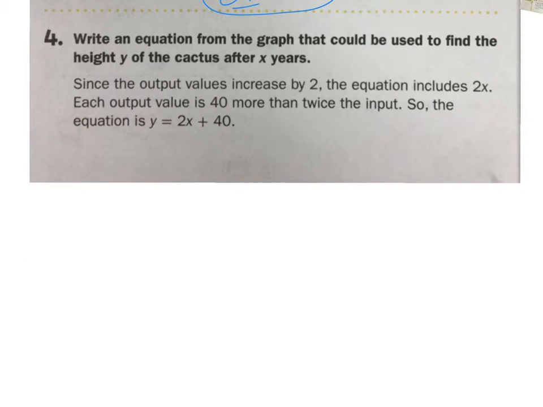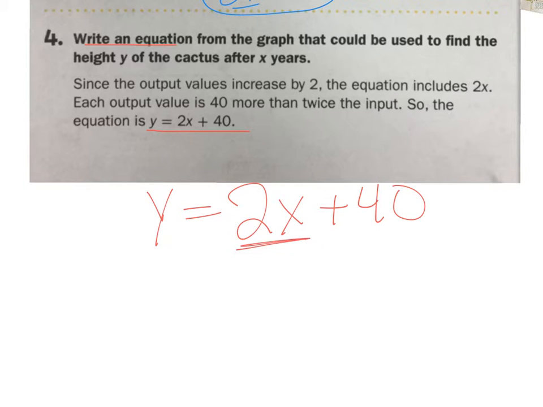Okay, let's see what we got here. This one says, write an equation from the graph that could be used to find the height of the cactus. And I just did this for you, and I was right. Y equals 2x plus 40, because it's going up by 2 every time, so it's 2 times x, and then I add 40. Okay. Cool.